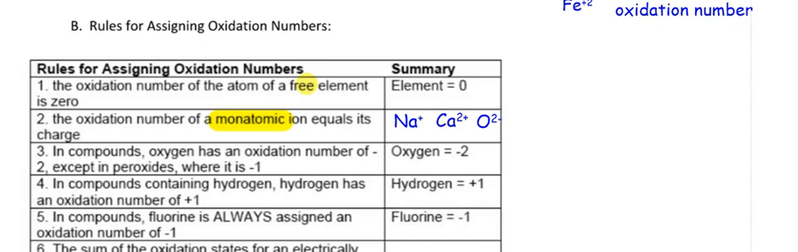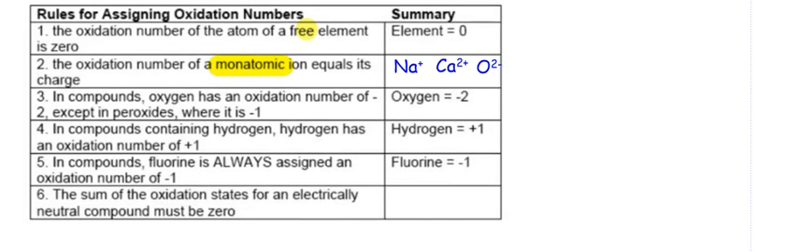end, won't it? And then finally, the next one says the sum of the oxidation states for an electrically neutral compound must be 0. So I can put a little 6A in here. If you're talking about an ion, the sum of the oxidation states for an electrically non-neutral species, like an ion, must equal that charge. Okay, so let's see how this works.